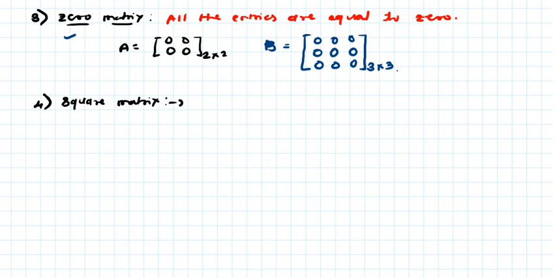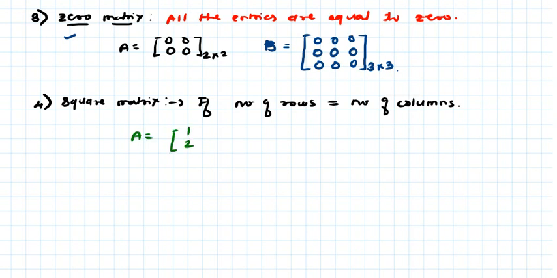A matrix is said to be a square matrix if the number of rows in the matrix is equal to the number of columns, or the number of columns is equal to the number of rows. For example, suppose matrix A is 1, 2, 3, 4. The order of this matrix is 2 by 2, so rows are 2 and columns are also 2. That is why it is a square matrix.